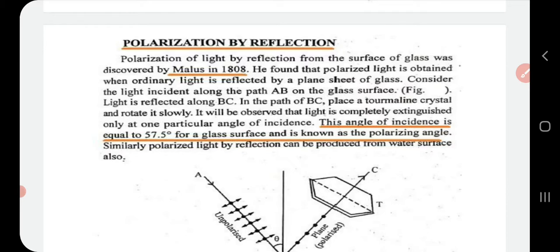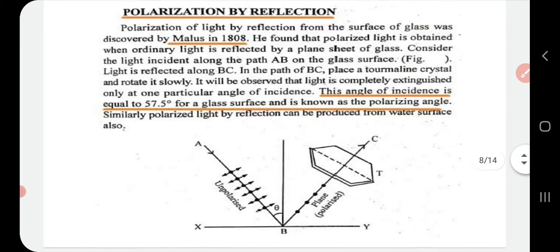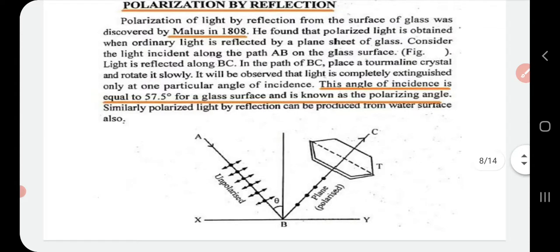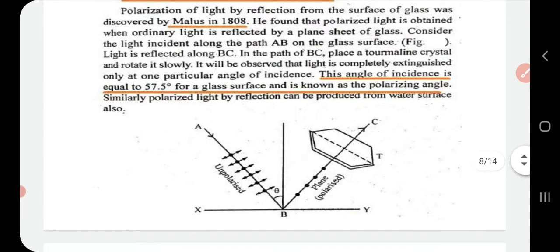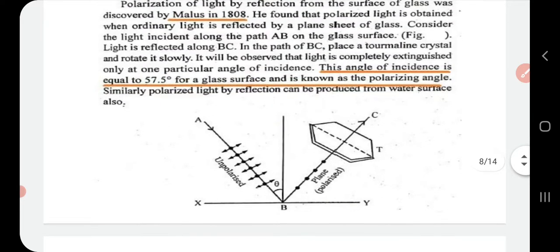Now polarization of light by reflection from a glass surface was first discovered by a scientist called Malus in 1808. He observed that polarized light is obtained when ordinary light is reflected by a plain sheet of glass. Now just consider the figure, that is, light is incident along the path AB on the glass surface. Light is reflected along BC, which is very clear from this figure.